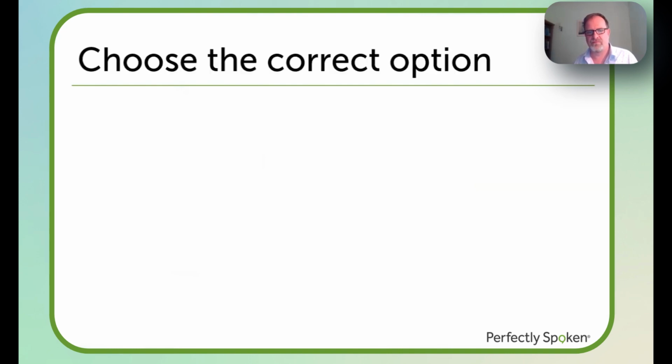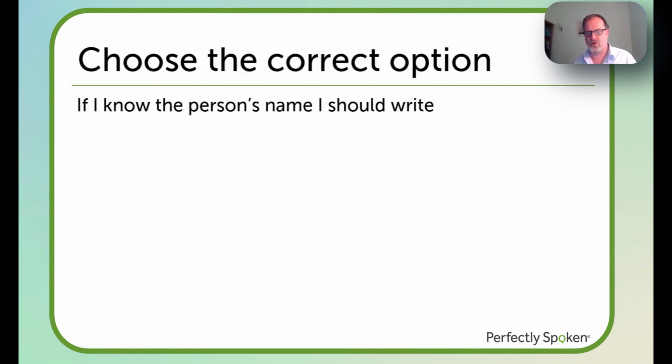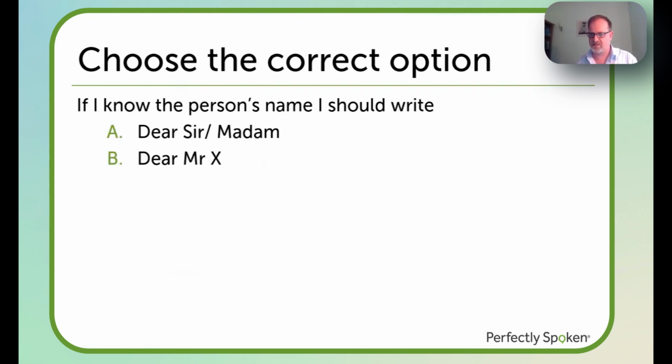So now I'd like you to choose the correct option. Can you remember? If I know the person's name, which of these should I write? Dear Sir, Madam, Dear Mr. X, to whom it may concern. If I know the person's name, which is the correct option here? And of course, the answer is Dear Mr. X, Dear Mr. Green, or Dear Ms, as I said, if it's a woman.